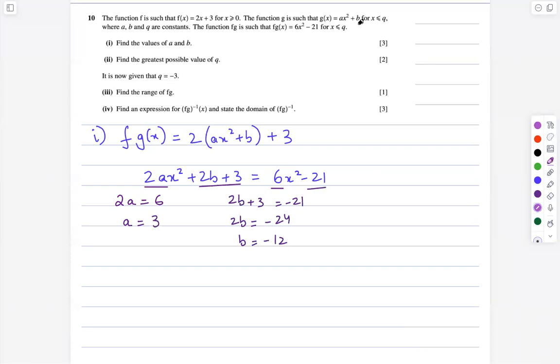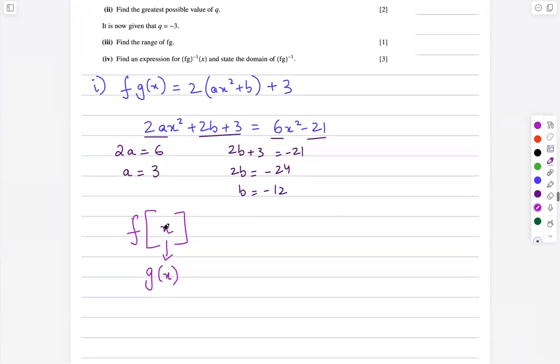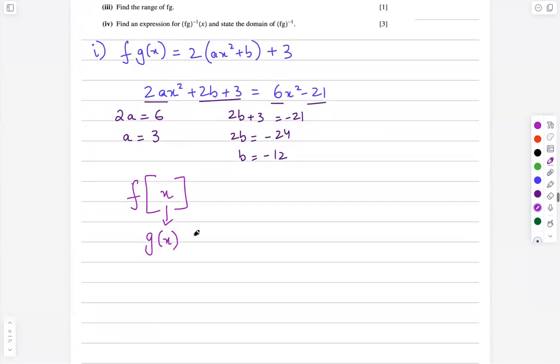Now, q is basically the value up to which the function g is taking over here, and for fg of x, it is also the domain of the fg function, x less than or equal to q. Now, we know that for the function f, x has to be greater than or equal to 0. And when we form the function fg of x, it basically means that this x is now replaced with the function g of x, which means that as this has to be greater than or equal to 0 as given in the question, this g of x function must also be greater than or equal to 0.